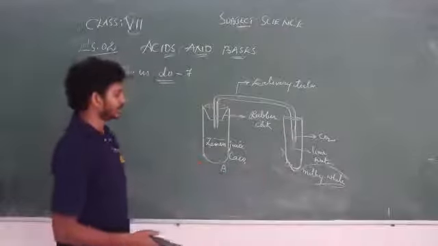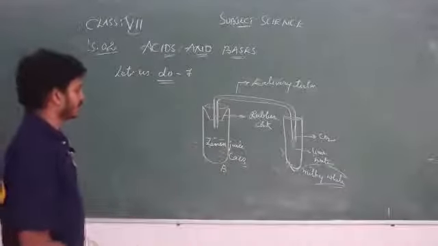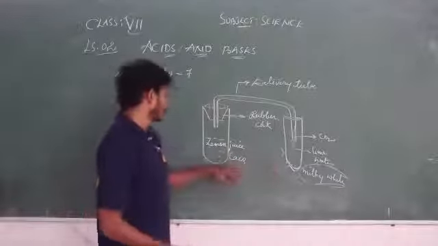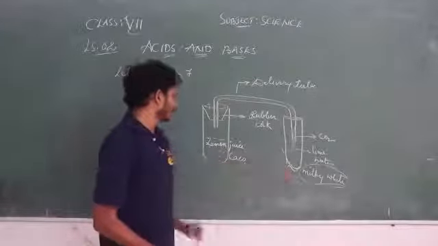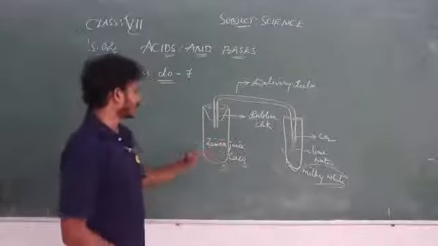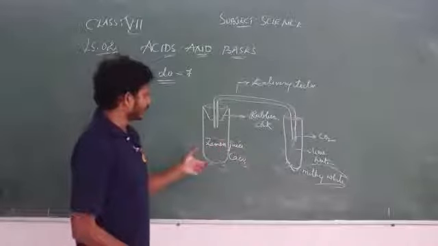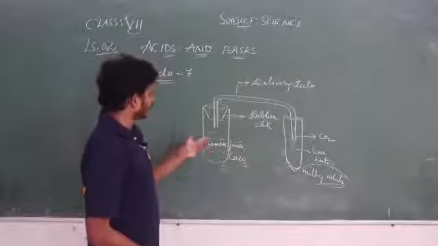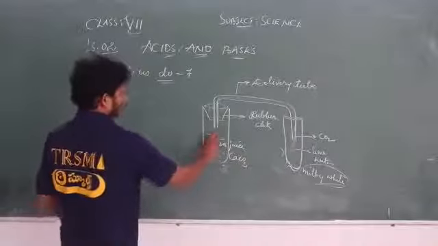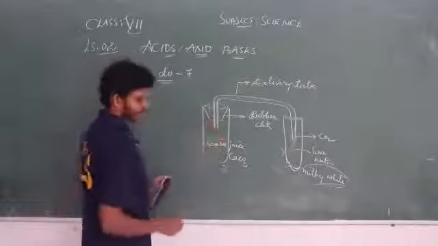I repeat, understand this well. You are taking two test tubes here, test tube 1 and test tube 2. In test tube 1 you have taken lemon juice and also CaCO3, calcium carbonate. When you allow this, we know that carbon dioxide gas is released.